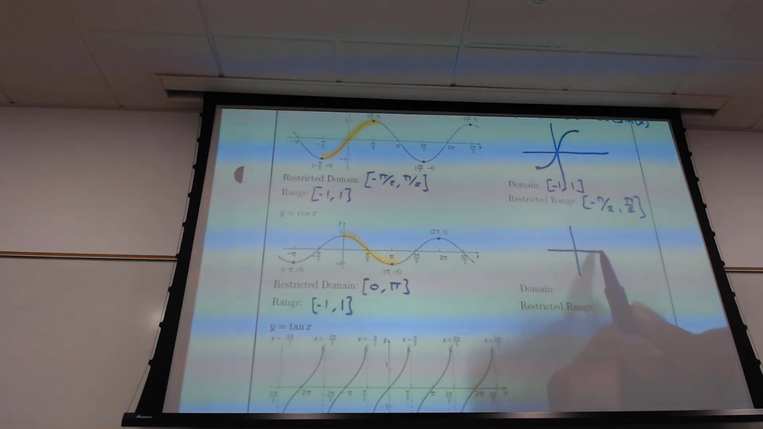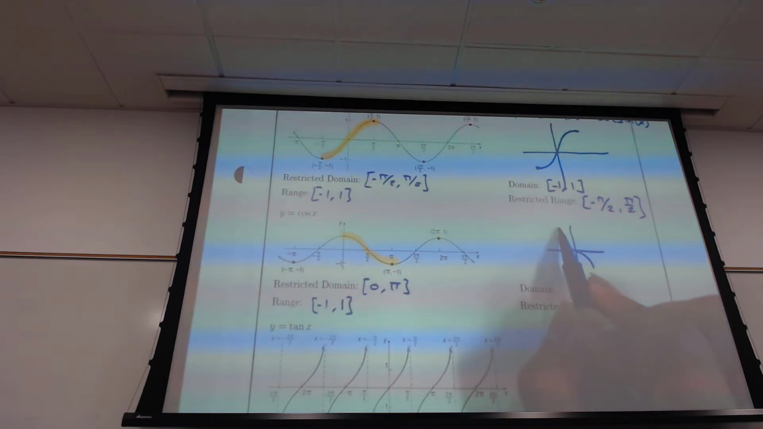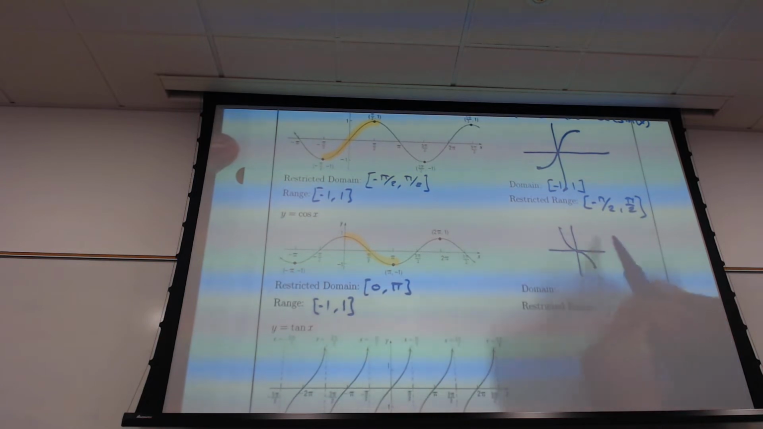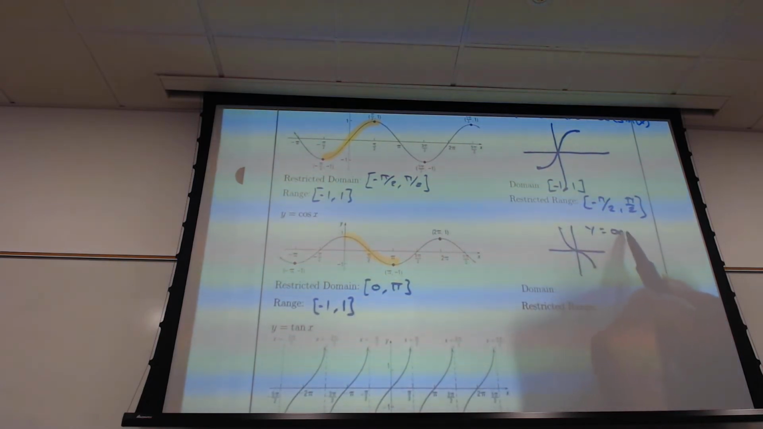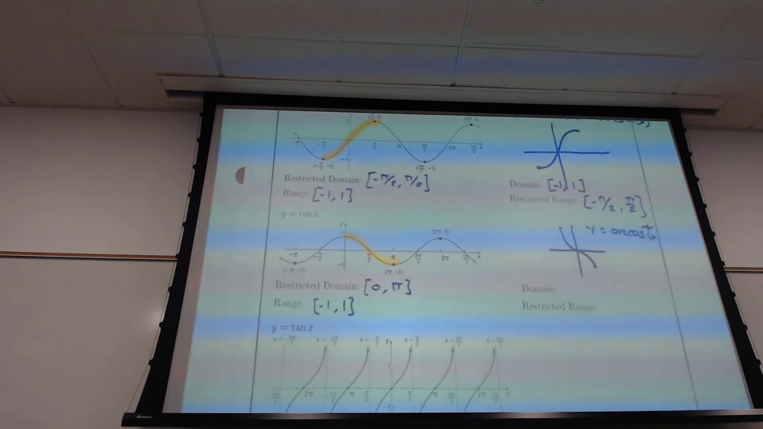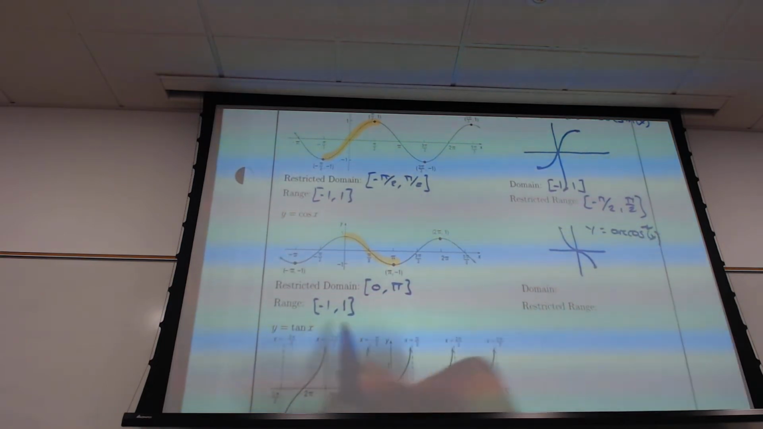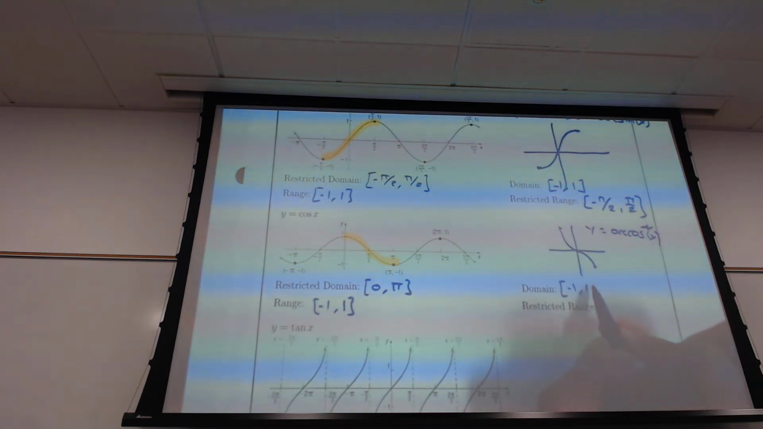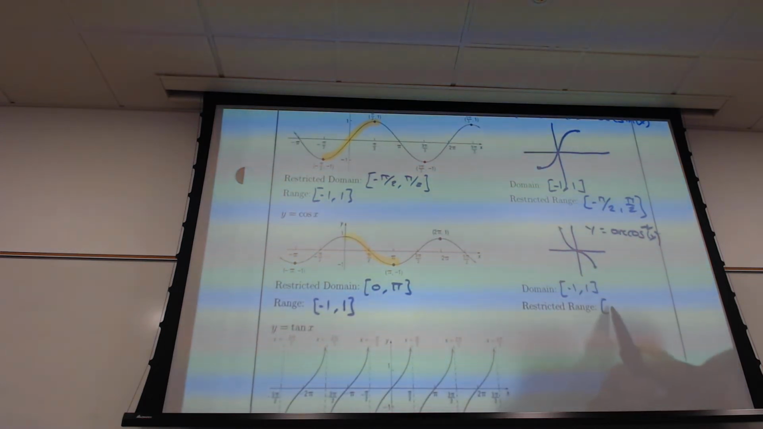Of course, we can define the graph. Let me just give you the graph of the inverse, the arc cos function, arc cos x. We'll just interchange these domains and ranges: negative 1 to 1 and 0 to pi.